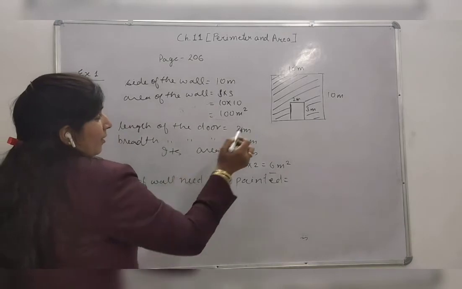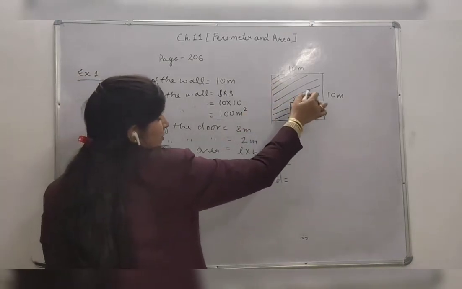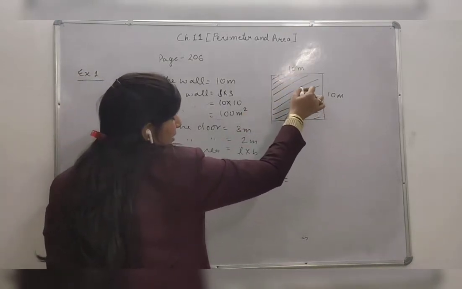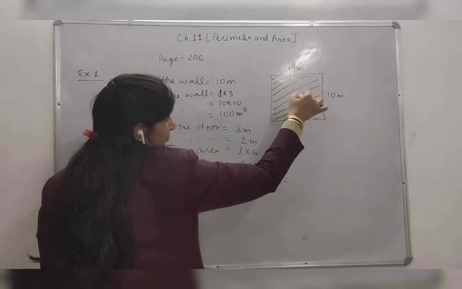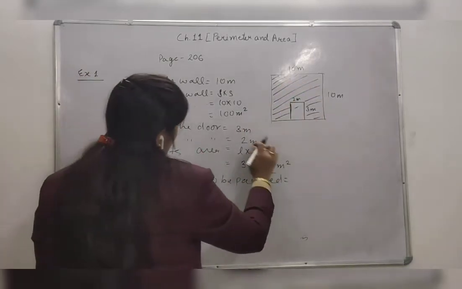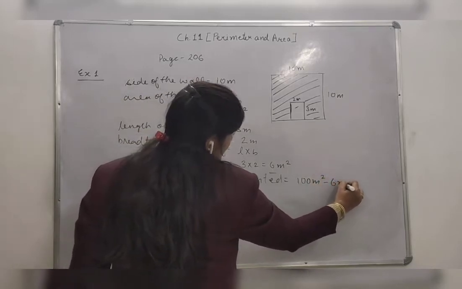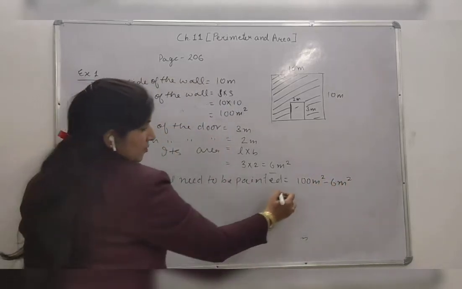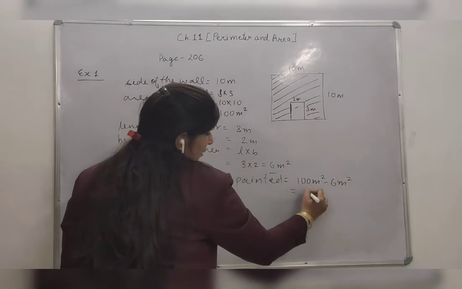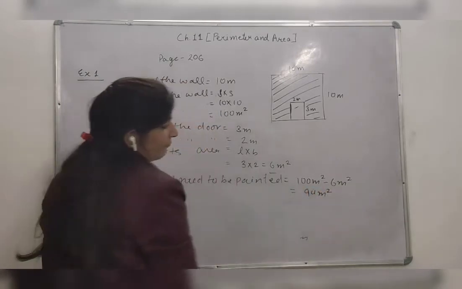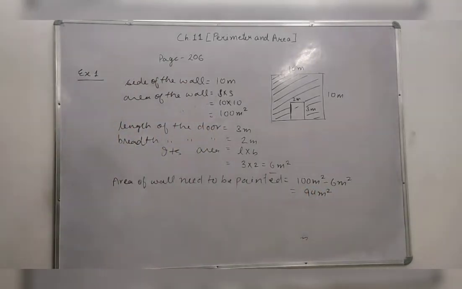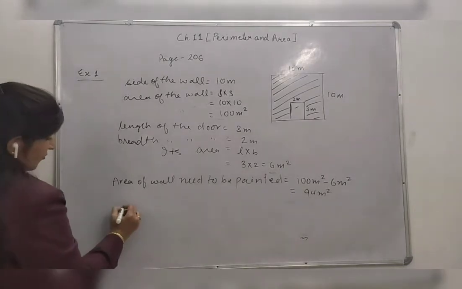For the complete wall, we need to subtract this area from the complete area. So from 100 meter square, we are subtracting the 6 meter square. What we get after subtracting is 94 meter square. Now the cost we need to find out.